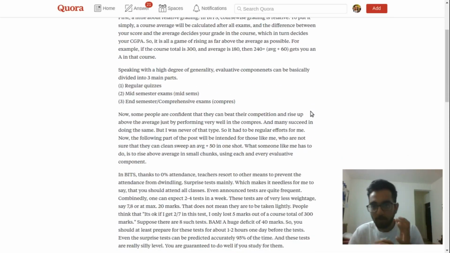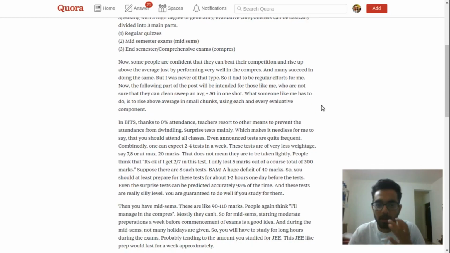Now coming to the evaluative components, they are generally of three types. One would be weekly regular quizzes. Quizzes are nothing but just tests. Then would be your mid-semester exams, which we call mid-sems. And then finally, the end semester exams or the comprehensive exams, which we refer to as compres.